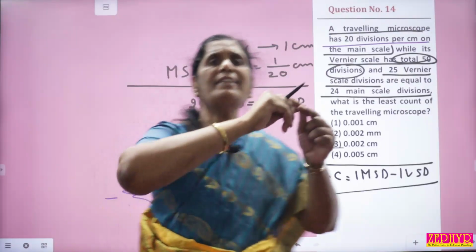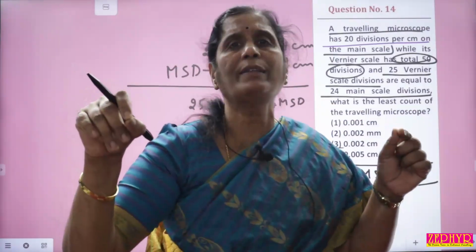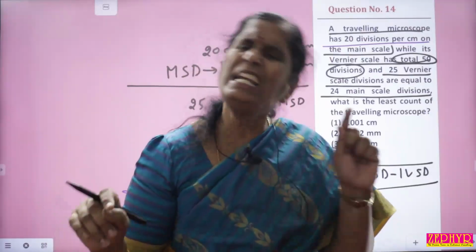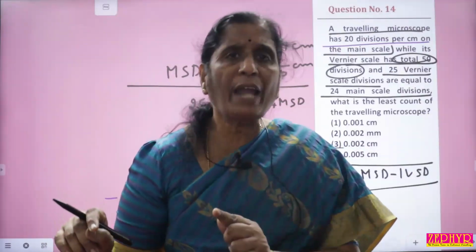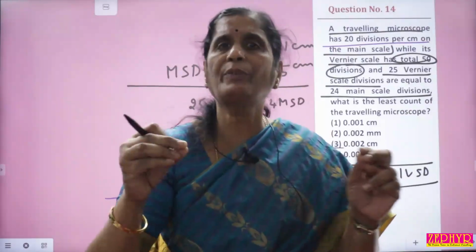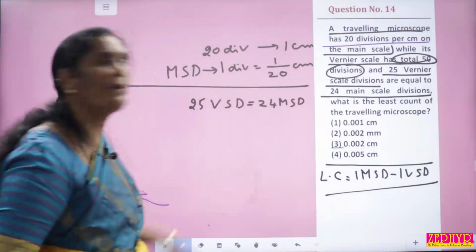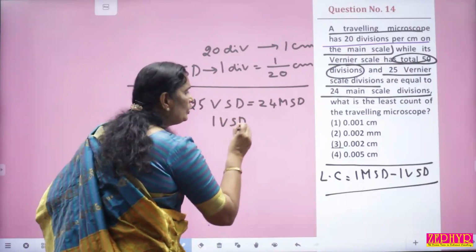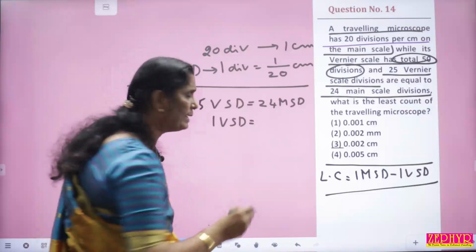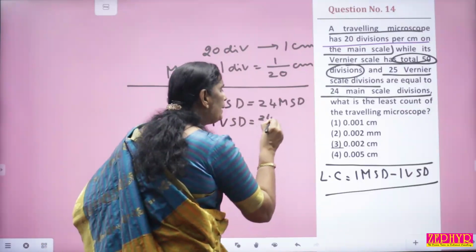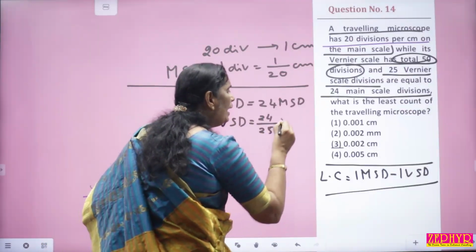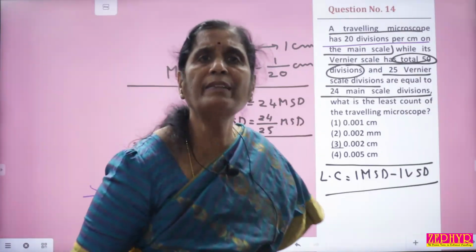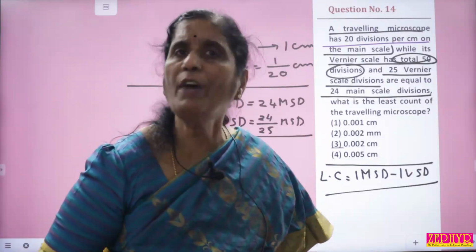main scale. So the distance from the 0 level will be the same. Distance from 0 to 24 on the main scale is the same as 0 to 25 on vernier scale. So the measurement will be same. That's why I equated it. Then I will get the value of 1 VSD. So this is the way of finding the value of 1 VSD. The value of 1 VSD will be 24 by 25 MSD. This is the second part. First identify the value of MSD and after that find the value of 1 VSD.